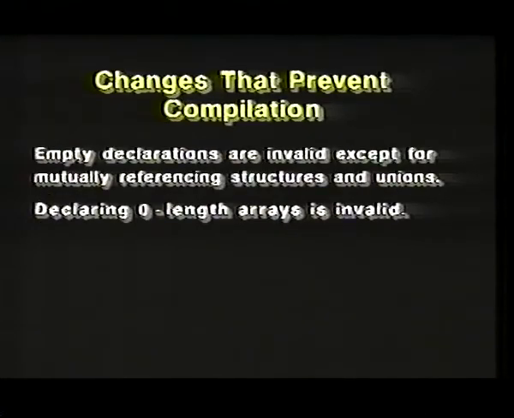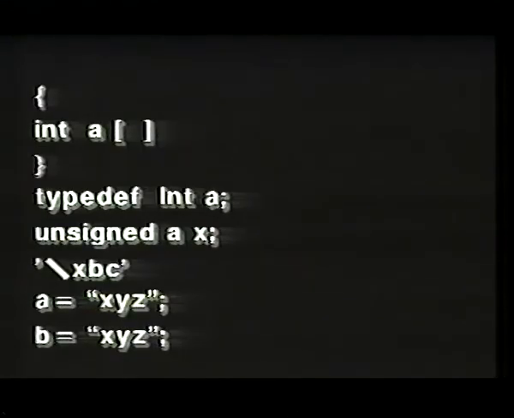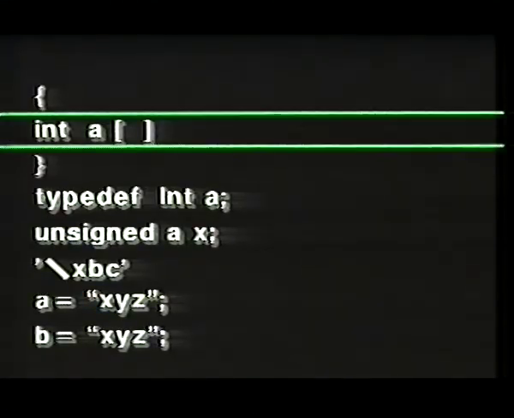Declaring zero length arrays is invalid. There is some code that some people do use, say A sub zero. This is invalid because the compiler cannot figure out the size of what A is, and it has to. Some people use this for dynamic allocation, for looking at things as arrays and doing dynamic memory allocation, but this is illegal in ANSI C.